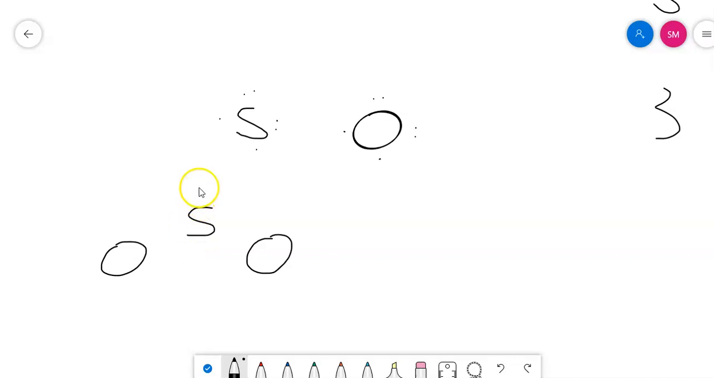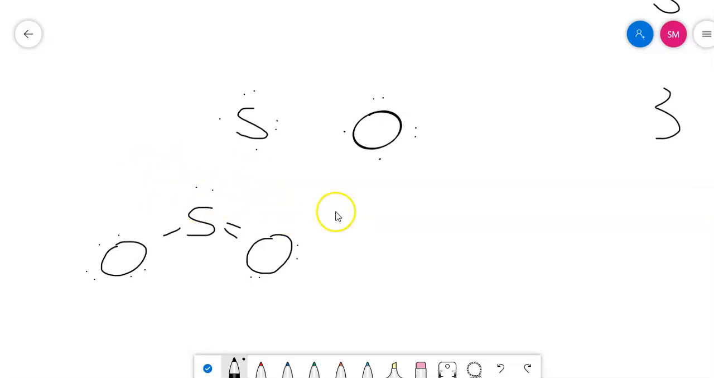Sulfur actually has 2 electrons there, and one oxygen atom forms a double bond with the sulfur, and the other oxygen atom forms a single bond with the sulfur. This is how we show this molecule. It's quite hard to work out, so you just need to memorize this one.